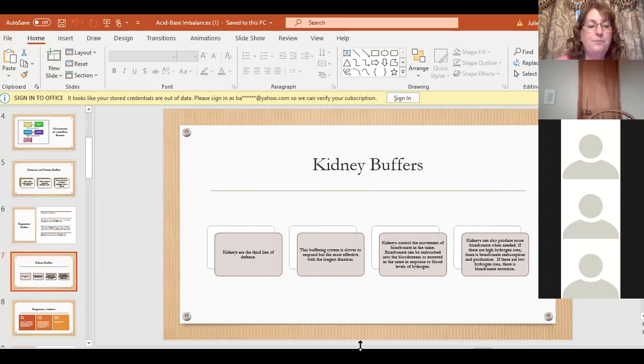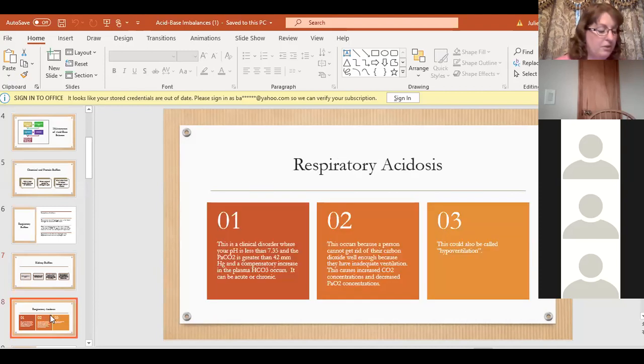There are 4 of them. The first one is respiratory acidosis. When you have respiratory acidosis, this means that your pH is going to be below 7.35. Your PaCO2 is going to be high. And then your HCO3 is either going to remain normal or most of the time it's going to be normal. We'll just leave it at that.